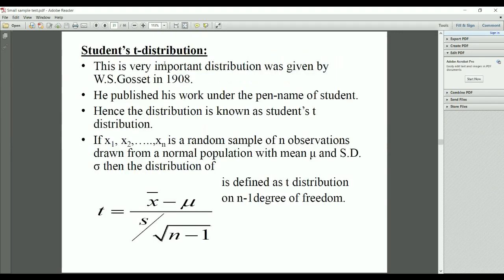So this is the student t distribution. We have seen earlier that it was published under the pen name of Student, hence the student t distribution. If x1, x2, ..., xn is a random sample of n observations drawn from a normal population with mean mu and standard deviation sigma, then the distribution is defined by t equal to (x bar minus mu) upon s by root of n minus 1. Here the formula has n minus 1 because we are using x bar. So the t distribution has n minus 1 degrees of freedom.